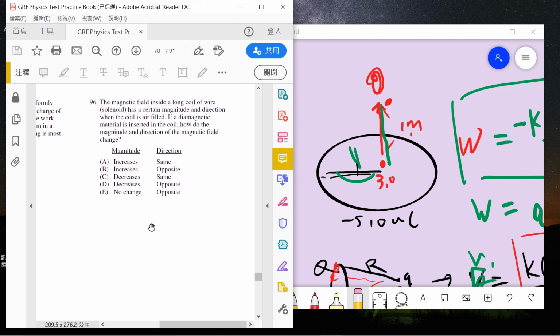Okay, so 96, the magnetic field inside a long coil of wire has a certain magnetic direction when the coil area is filled. So basically, if you add a diamagnetic object into the region, then the magnetic field will start to decrease a little bit, but the same sign, right? This is the common sense. So the answer is C. The answer is C.